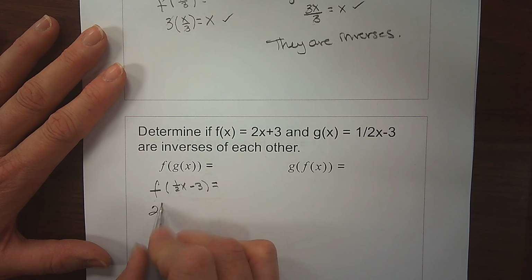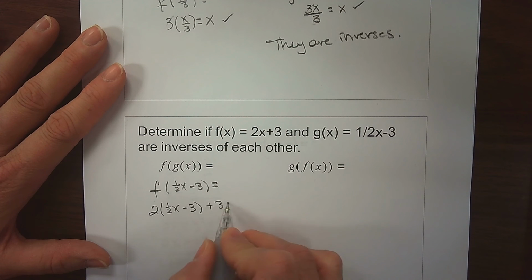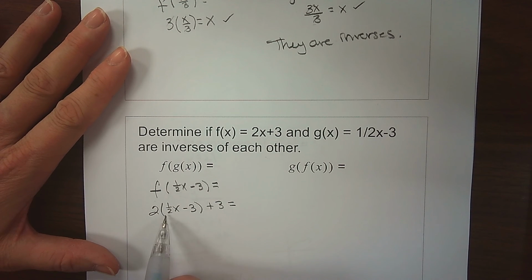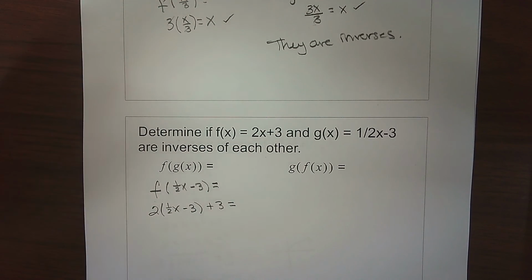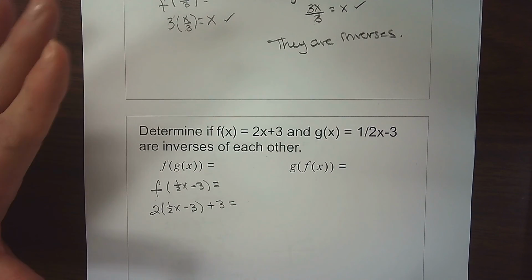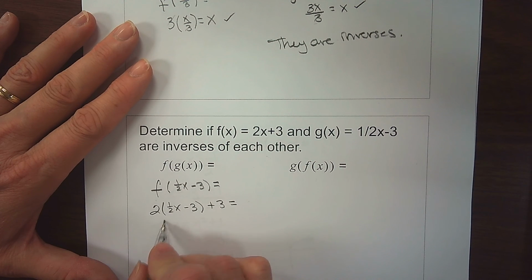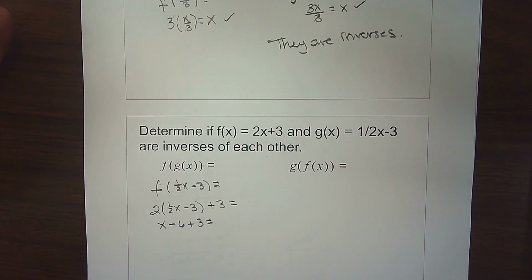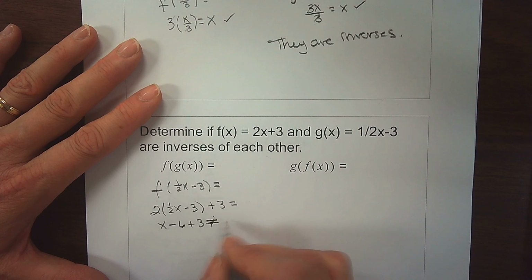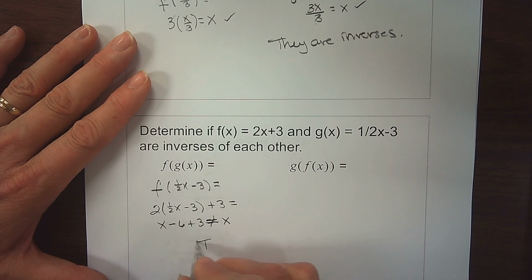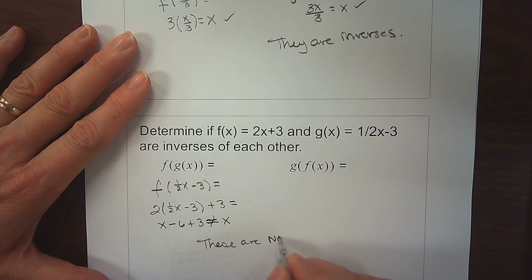That would give me 2 times 1/2 x minus 3, and then plus 3. Now, if you're expecting this to work, it would be real easy to say the 2 and the 1/2 cancel each other, the -3 and the +3 cancel each other, so I really do just get an x. Oh, but be careful here. This 2 means that I have to distribute through here. So that would give me x minus 6 plus 3 equals not x, right? It equals something other than x. It's not equal to x. Now, if either one of them is not equal to x, you can stop and say, these are not inverses.